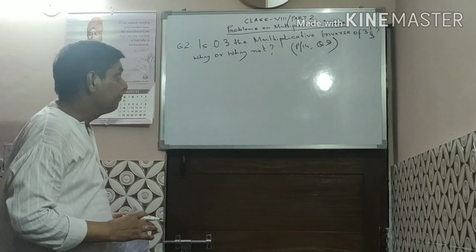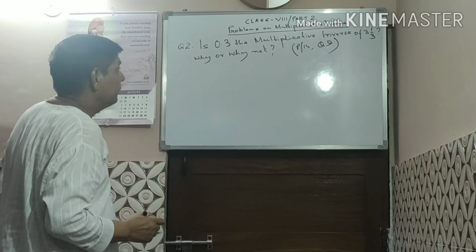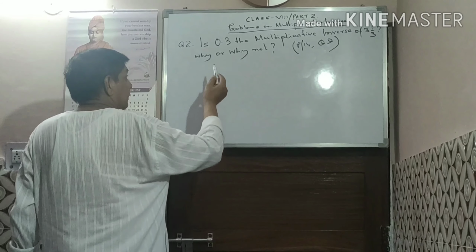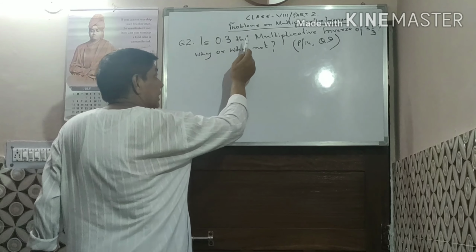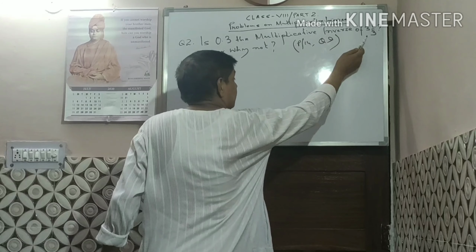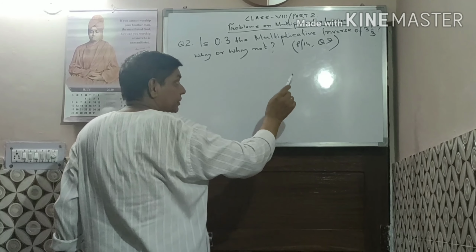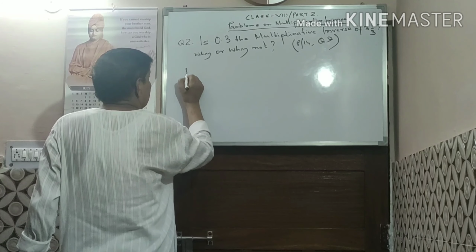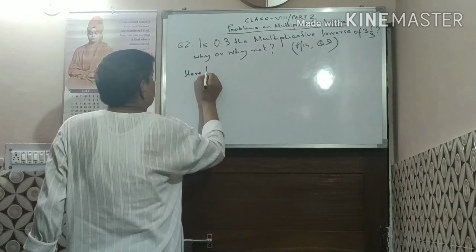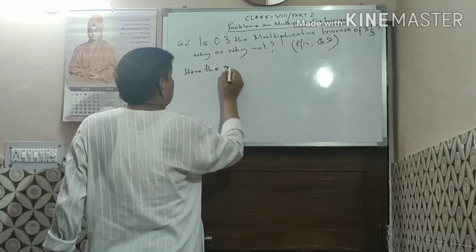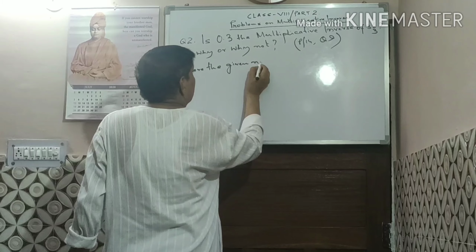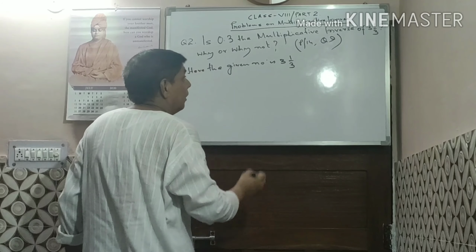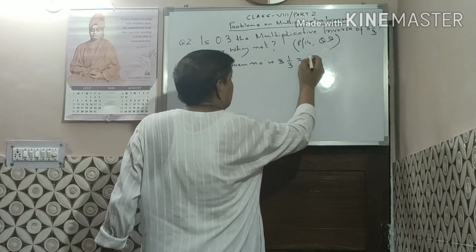Now, the original number you have to find out. You have been asked whether 0.3 is the multiplicative inverse of this or not. That is, the original or given number is 3.3, that is 10 by 3.